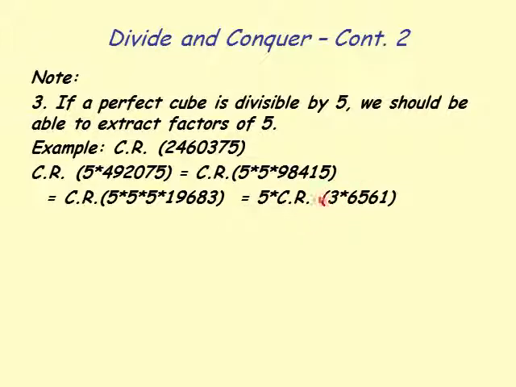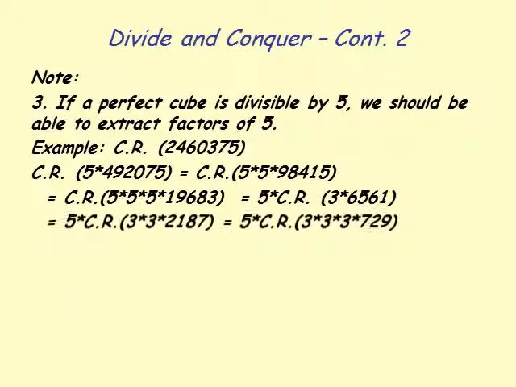Then we start taking 3's out from here, because 19683 is divisible by 9 and also by 3. So we start taking 3's out from here. So it's 5 times the cube root of 3 times 3 times 6561. When I extract out a factor of 3, I got 2187. Then we continue. That's 3 times 3 times 3 times 729.